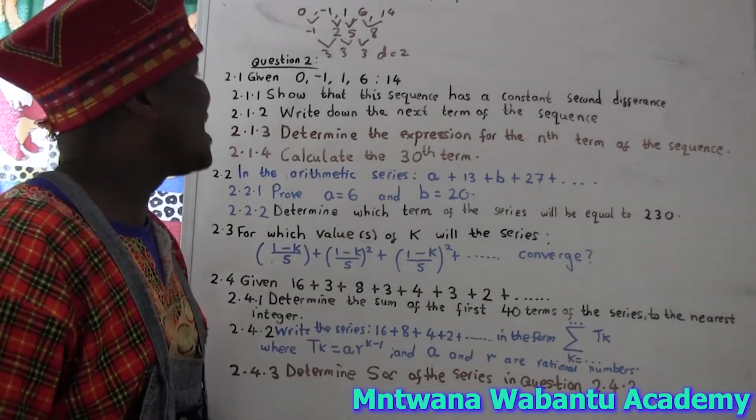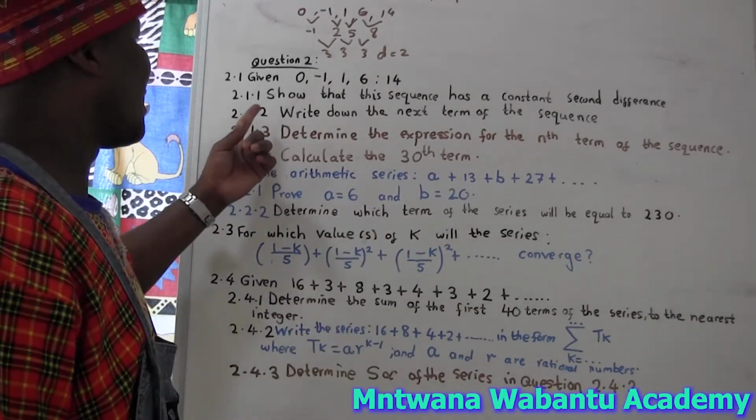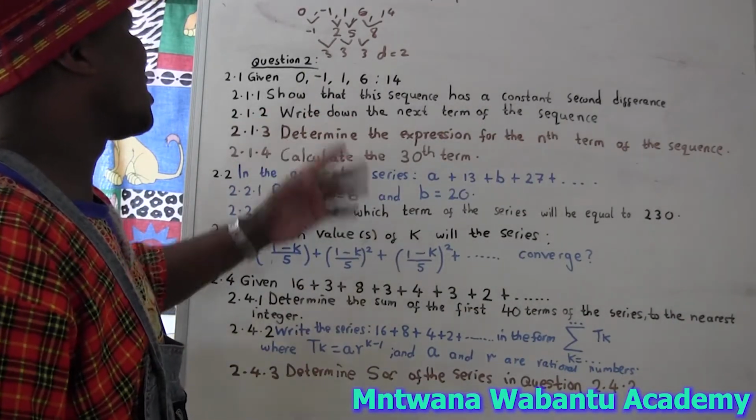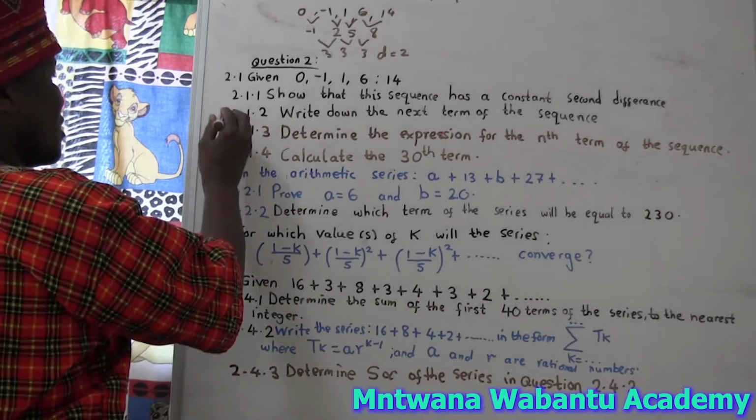Now let's write down the next term of the sequence. Finding the next term of the sequence is easy. Either I can skip this one and go for this.